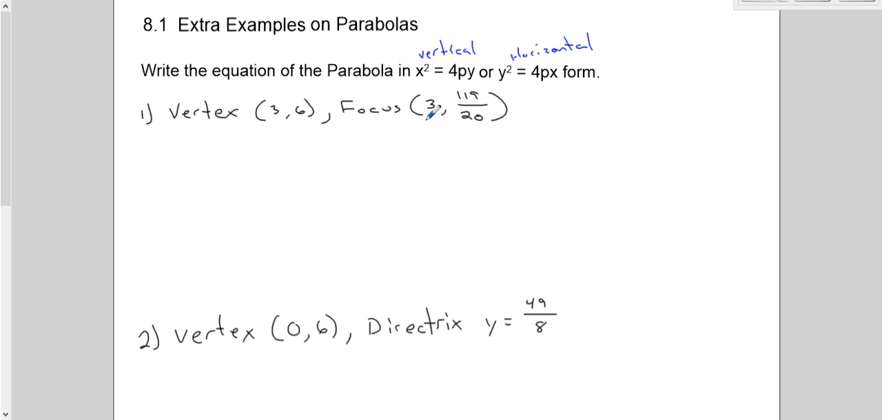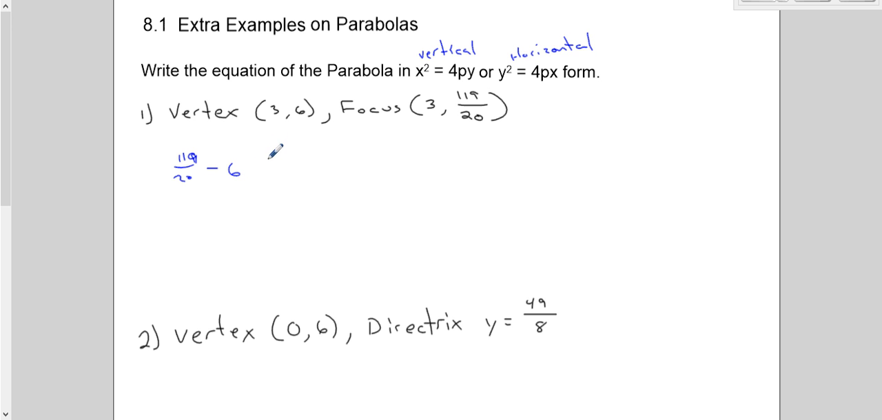If I look at x, the x value stays the same at the focus point. Both are 3. When I look at the y, I have 6 on my vertex and 119/20ths on my focus. So what I need to do is figure out the distance between the vertex and the focus. And one way to do this is to take 119 over 20 and subtract out the 6.